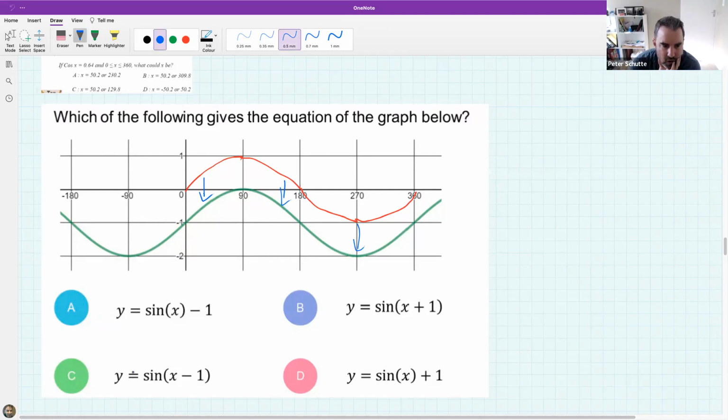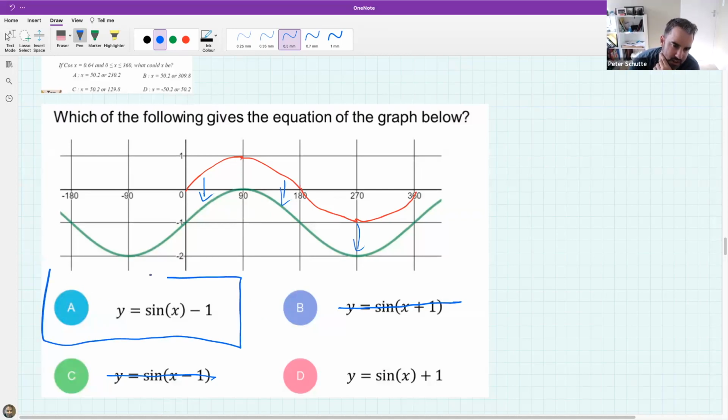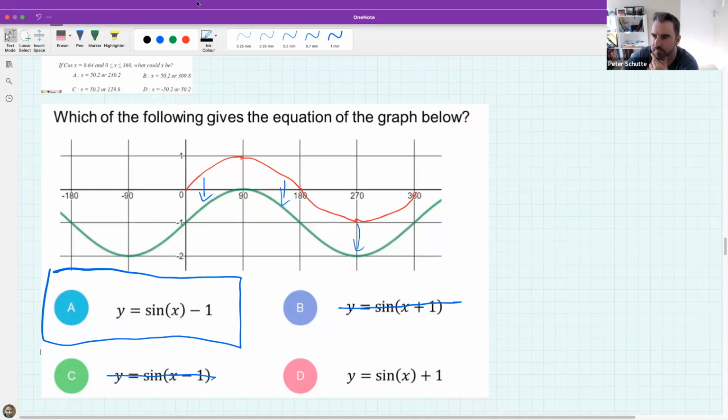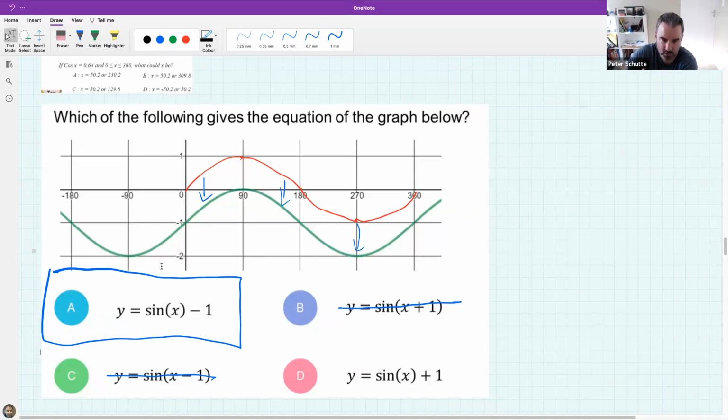It can't be this one, it's either this one or this one. It's either A or D. And for me, it's moved downwards, so the correct answer should be A. And I see Isaiah and Keisha agree with me.